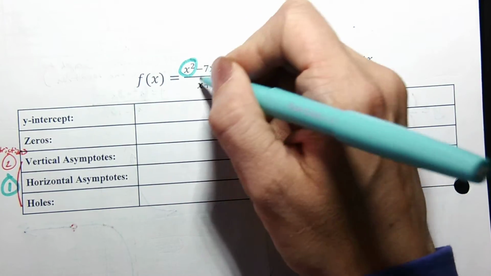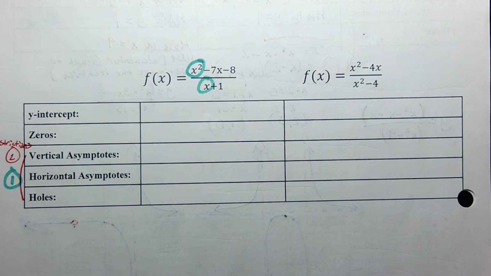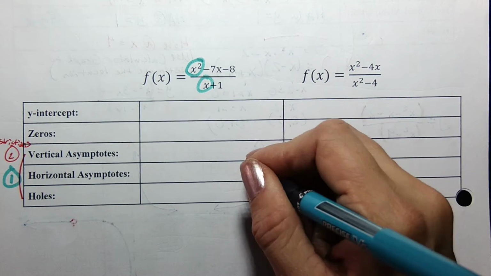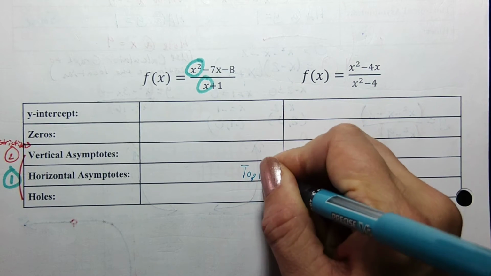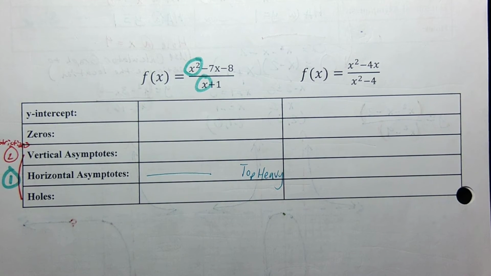Let's take a look at this first one. Top heavy, bottom heavy, or same as far as the degrees go? Top heavy. And top heavy equations have no horizontal asymptotes. Easy enough. And again, just to reiterate, you don't have to write anything there on the homework assignment. I find it satisfying to draw the line, but you can just leave that box blank.